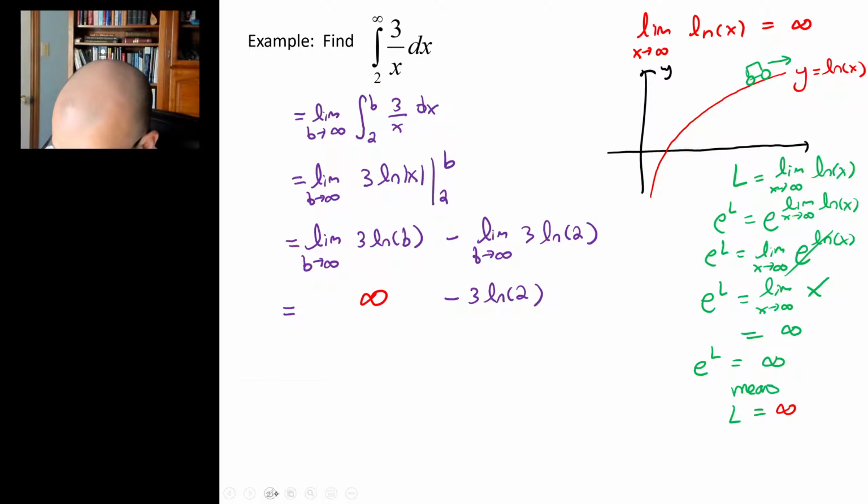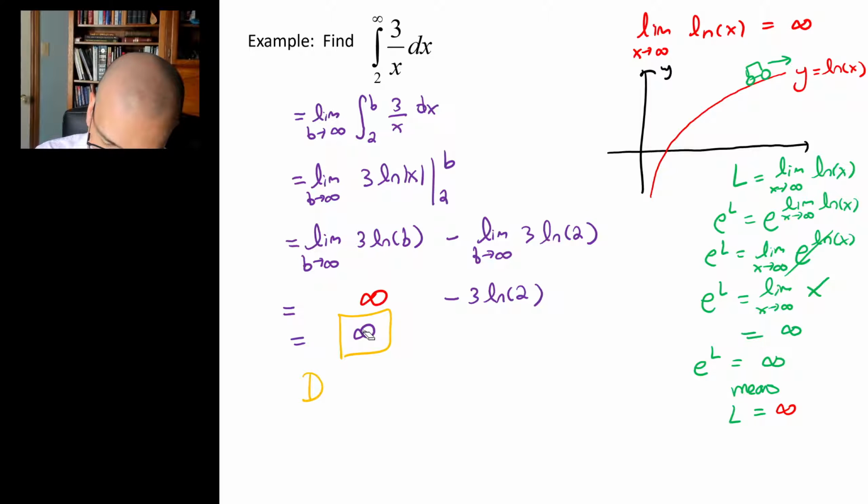Anyways, jumping back to this, we have infinity minus something that's small. We just get infinity, and that's our answer. It diverges. Diverges to infinity.